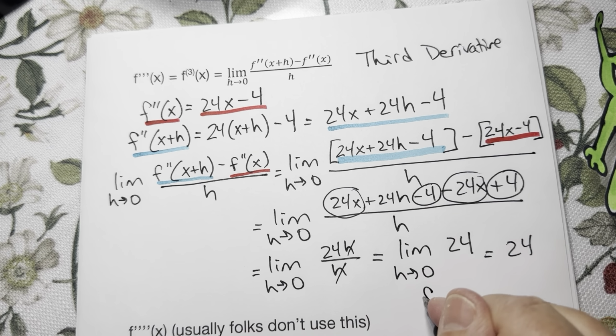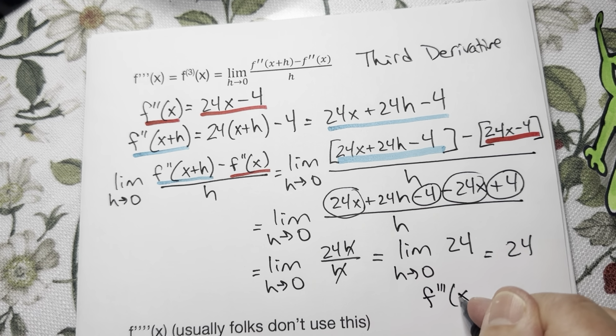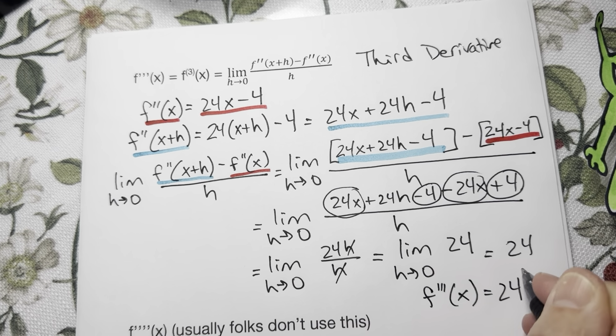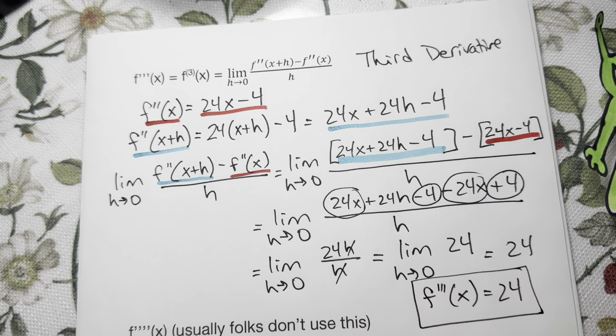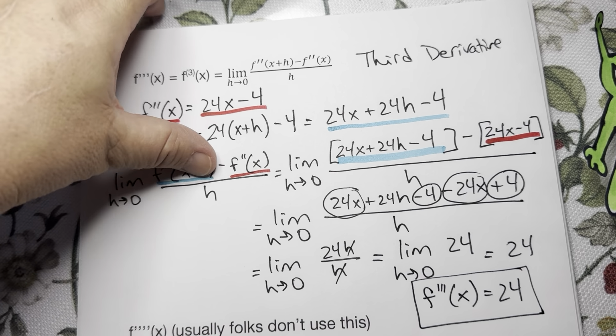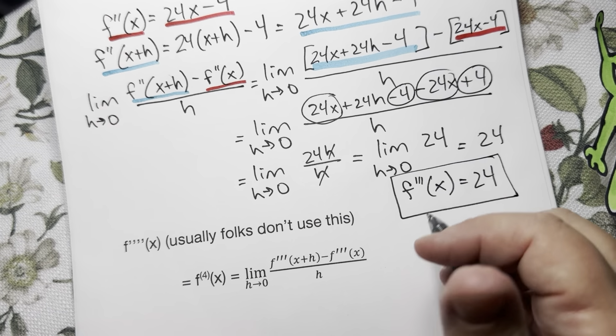So our third derivative is 24, which is kind of interesting. So let's do the fourth derivative. Woohoo!